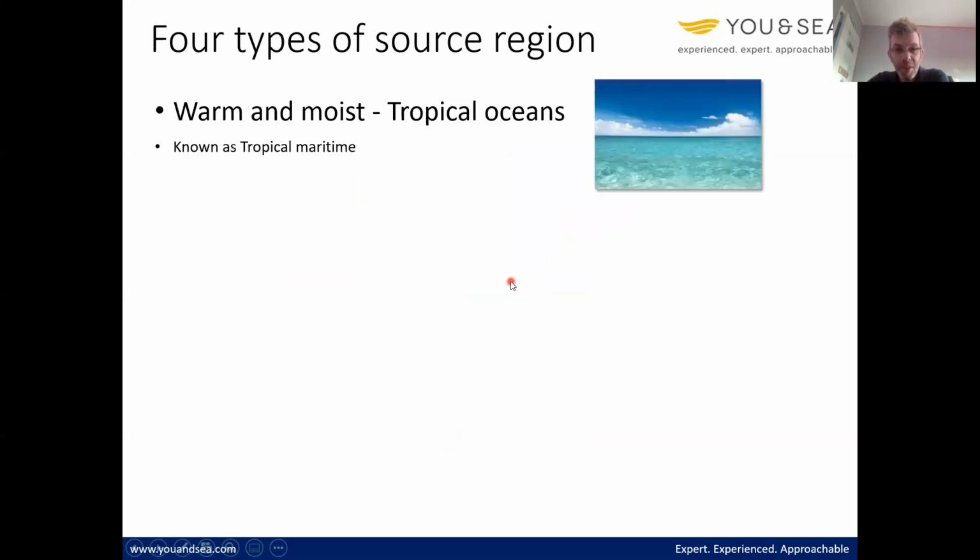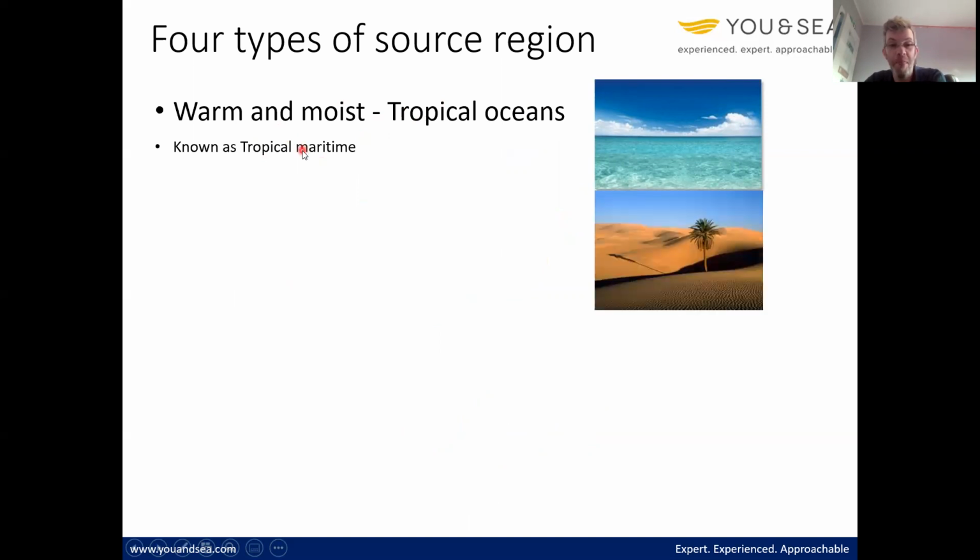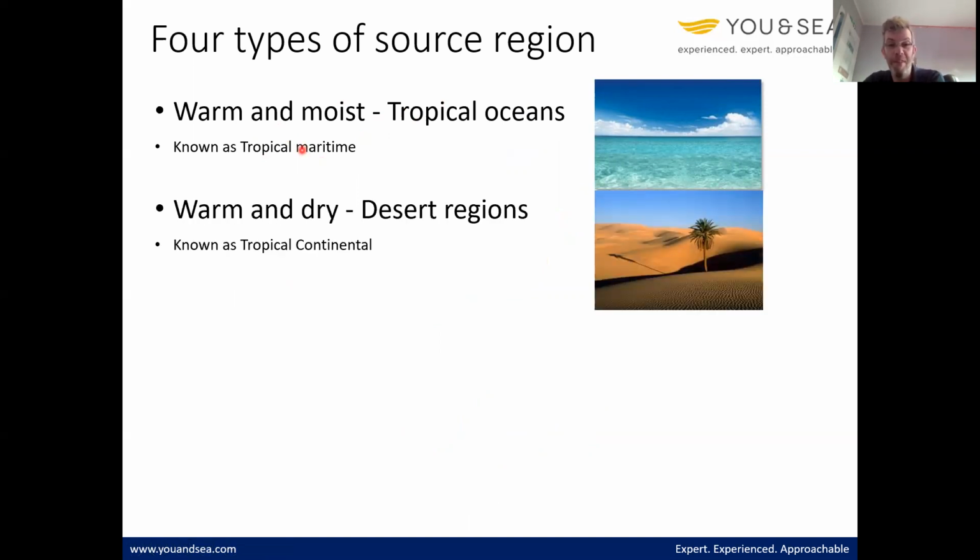So a little bit of a recap on what we've just done. Warm and moist oceans, tropics, that's what we call tropical maritime. Warm and dry from the desert regions, the Sahara, tropical continental. I'm just staying with this one for a second. This is the reason that we get one of my favorite types of weather.